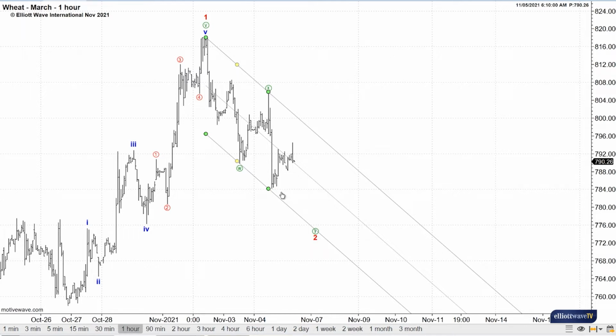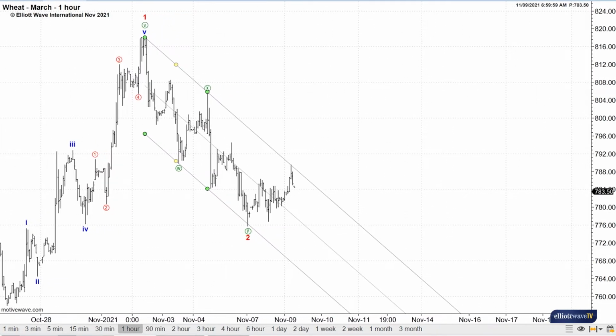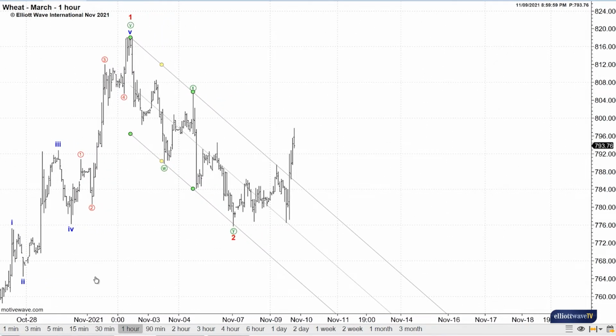It is very common for corrective patterns to be contained within a channel. So with that in mind, this construction would provide an estimated boundary for wave 2. In other words, the lower boundary of this channel would provide support if tested. Fast forward a few hours, and we notice that wave 2 has indeed located a bottom around that boundary.